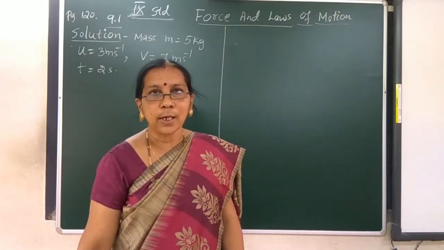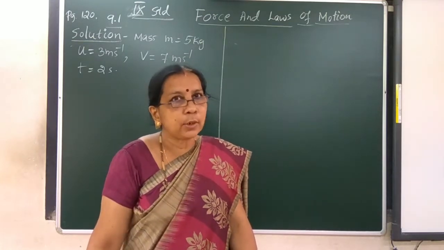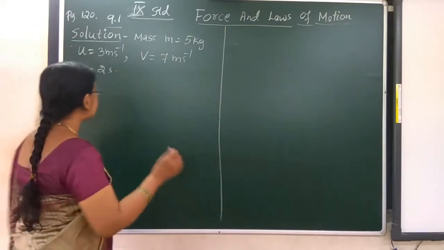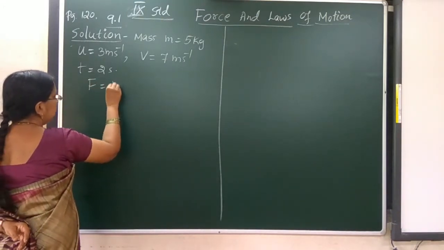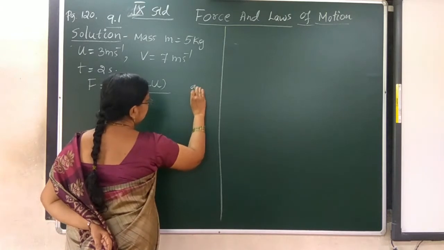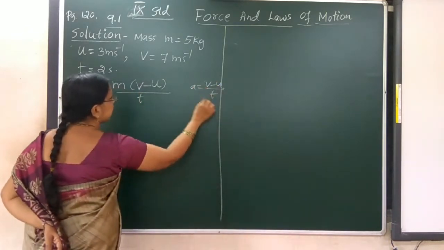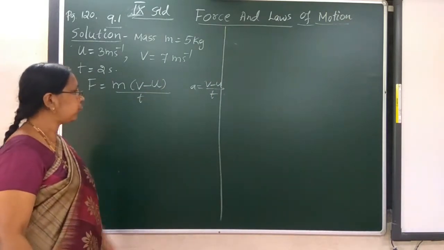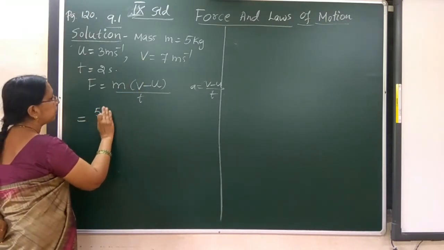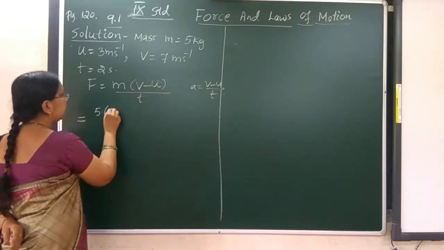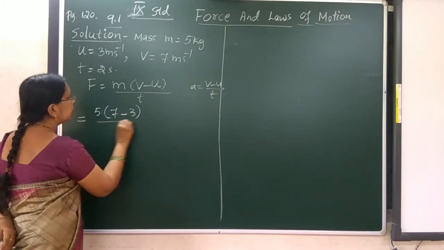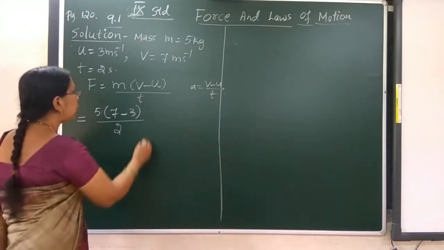You know the formula to find force. Expression for force, F is equal to M into A, where A is nothing but V minus U by T. So let us write it like that. F is equal to M into V minus U by T, meaning A is equal to V minus U by T. Let us substitute this in place of A. M into V minus U by T. Let us substitute the values. M is 5 kg into V is 7 meter per second minus U is 3 meter per second divided by time t is 2 seconds.